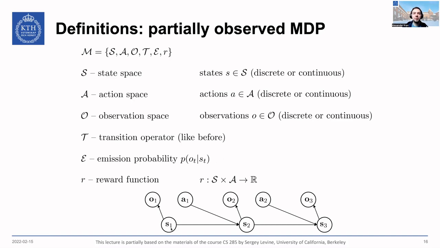So, for example, if we have a state of a cube being in the center of the coordinates, we can still have a number of observations from different views of the camera. And some observations could be occluded by some other objects or something else. So emission probability defines the probability of getting a certain observation given a certain state. And the reward function is the same.